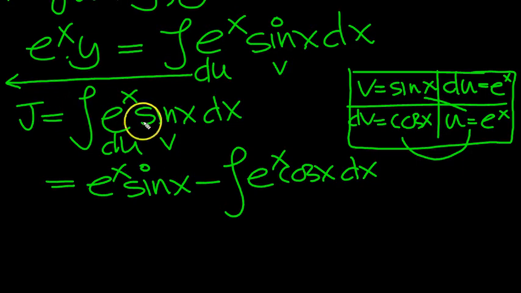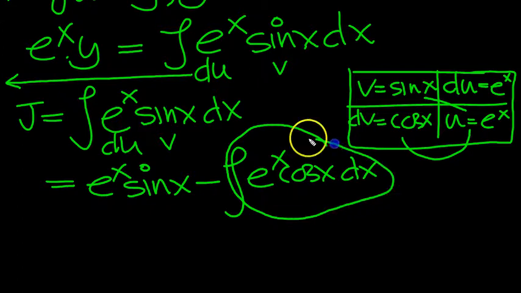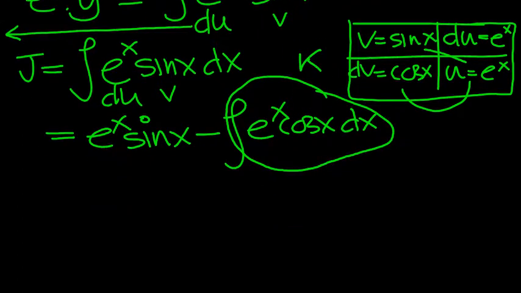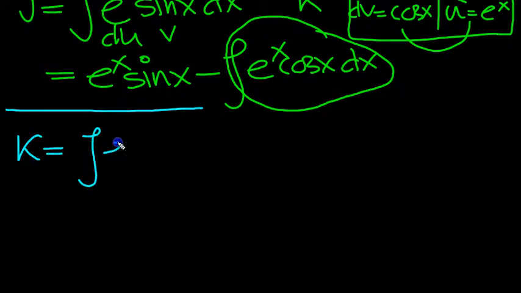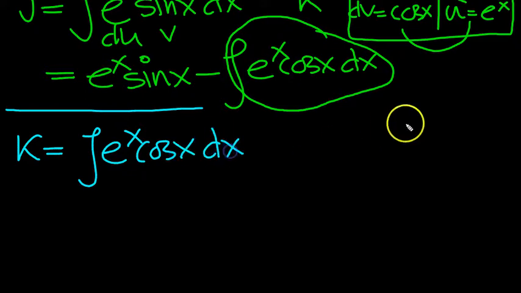So J was equal to that. I'm going to circle this now, not with the minus. I'm just going to circle this integral and call it capital K. And I'm going to draw another line across the page. I'm going to work this one out. And you'll see why I've done that in a moment. So let's do that then. K equals the integral of e to the x cosine x. It's not much more now. Let's just tie this together then.